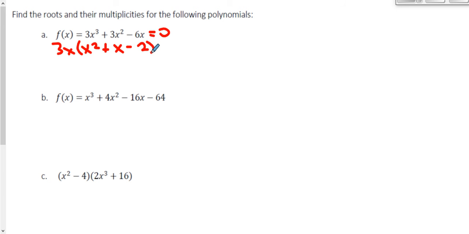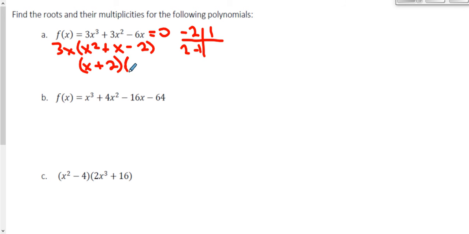I have to find 2 things that multiply to negative 2 and add to the positive 1 with the x in the middle. The factors of 2 are only 2 and 1. They have to be opposite signs to give me a negative, and if I want my answer to be positive, I want a bigger 2 and I want to take away 1. So this is going to factor with x plus 2 and x minus 1, but the order doesn't matter.